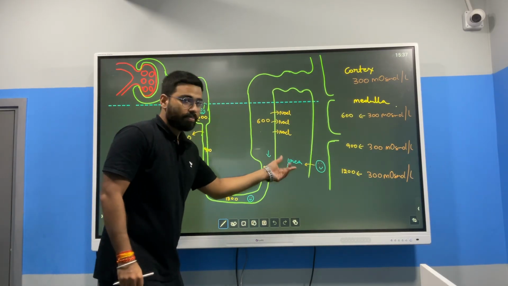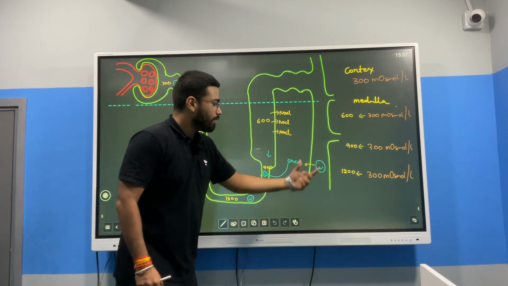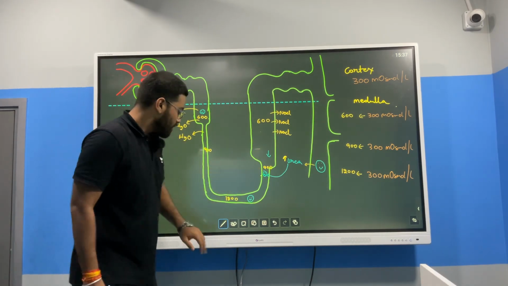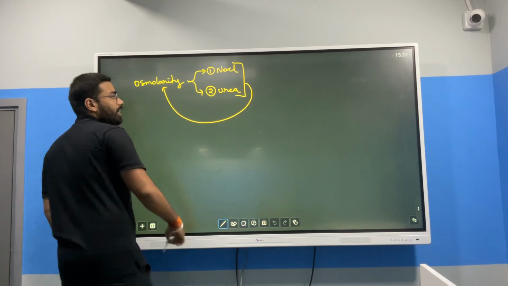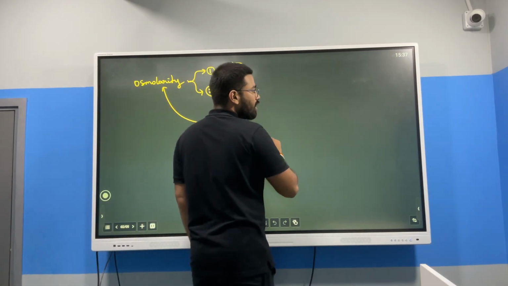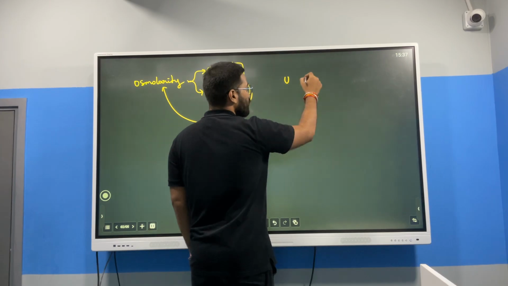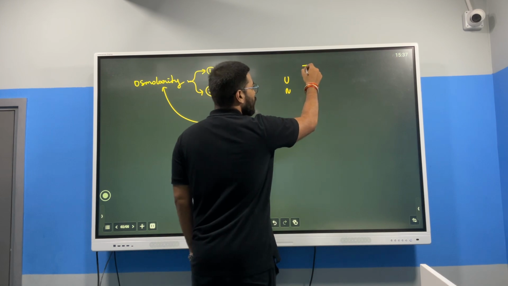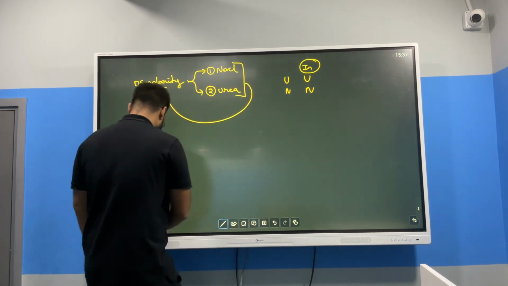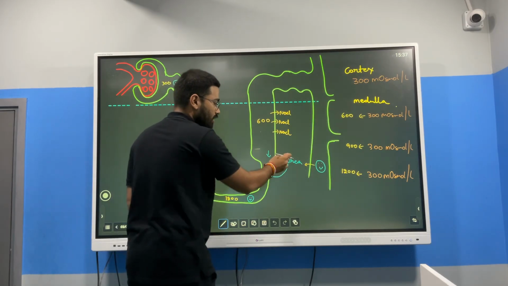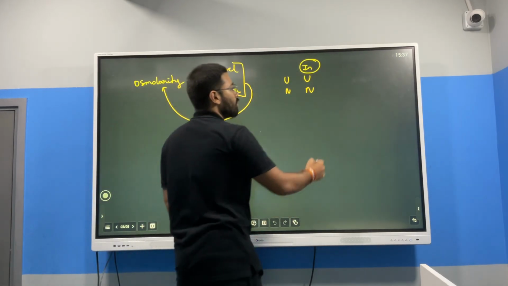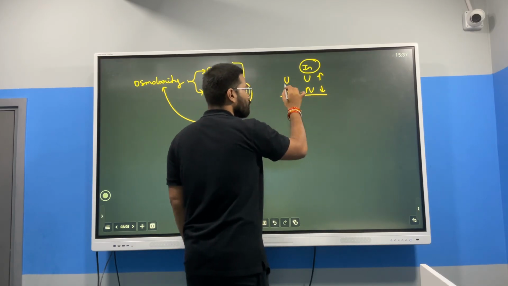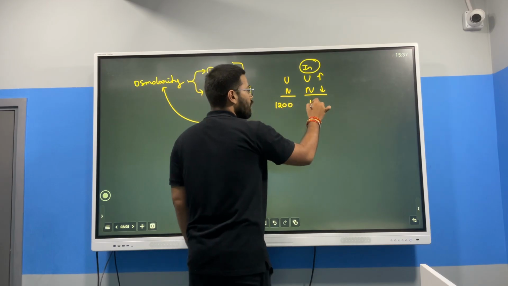now please try to understand here what is the osmolarity, 1200, and urea is more. That means NaCl is less. See, to understand this, if I draw a table, what are the two things that are important? One is urea, another is NaCl. Now, if in the interstitium urea is more, then NaCl will be less, because the total osmolarity they have to maintain is 1200.